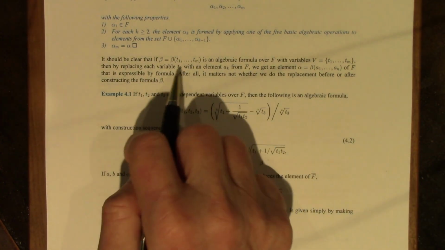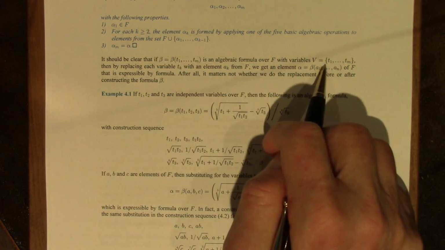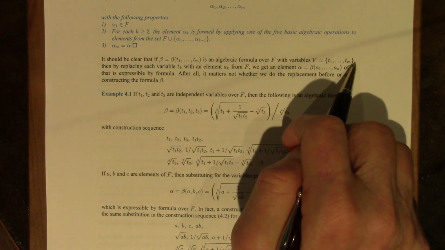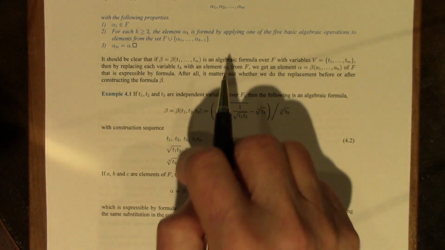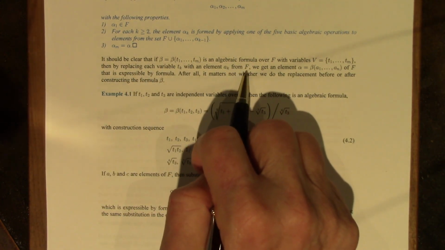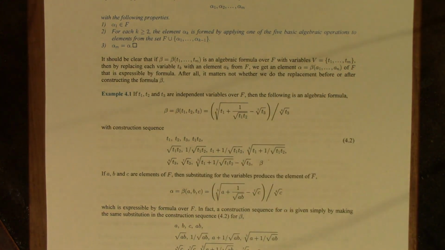Now, it should be clear that if beta is an algebraic formula over F with variables, then by replacing each variable with an element from the base field, we will get an element that is expressible by formula. After all, it doesn't matter whether we do the replacement of variables by constants from the base field before or after we make the construction sequence.